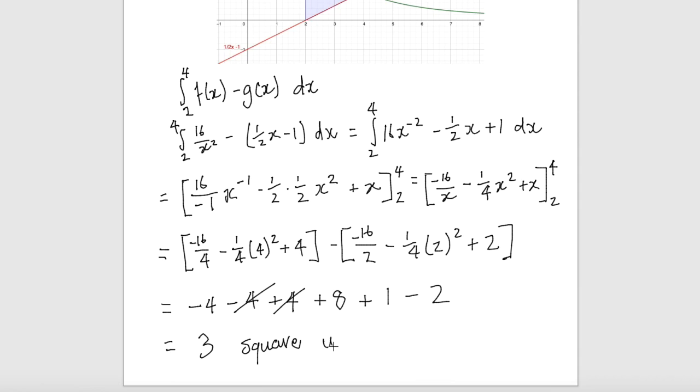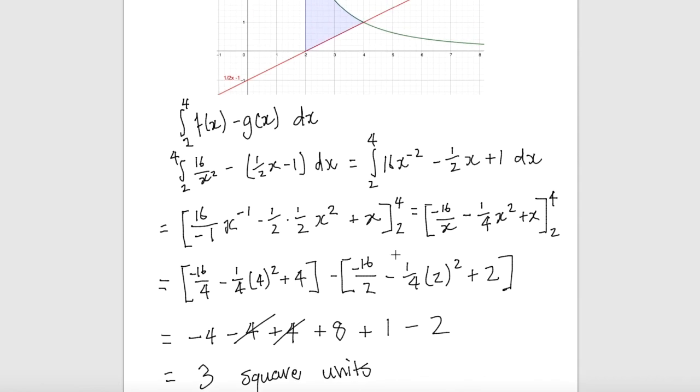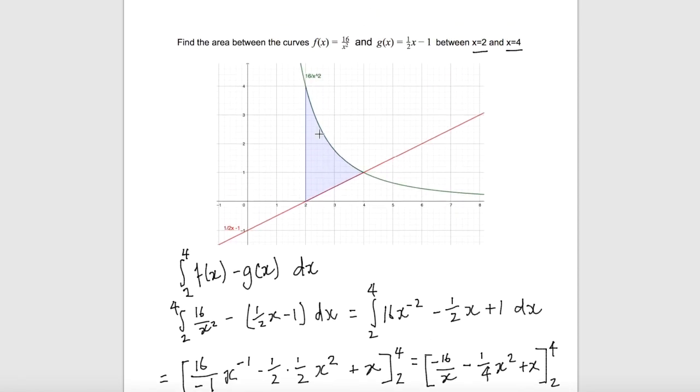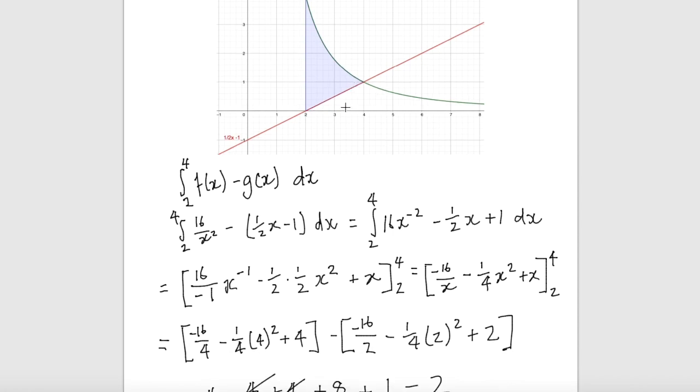Square units if we want to be precise. And there you go, that's our answer. So the area, this blue shaded area here, between 16 on x squared and a half x minus 1 between 2 and 4 is equal to 3.